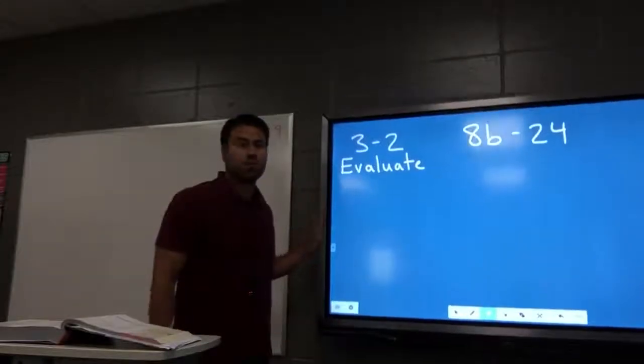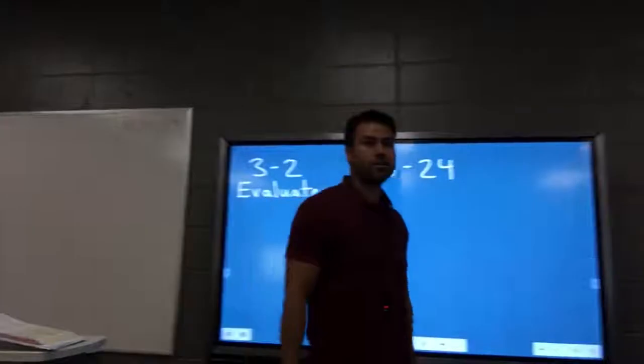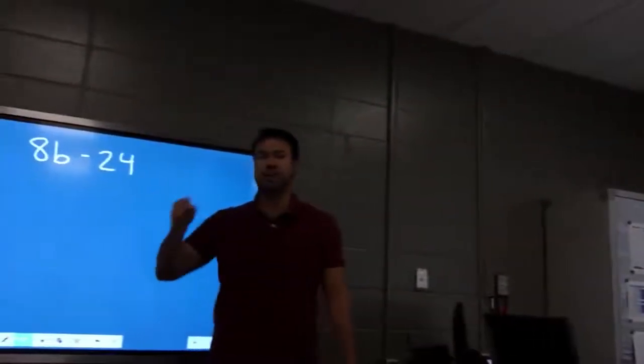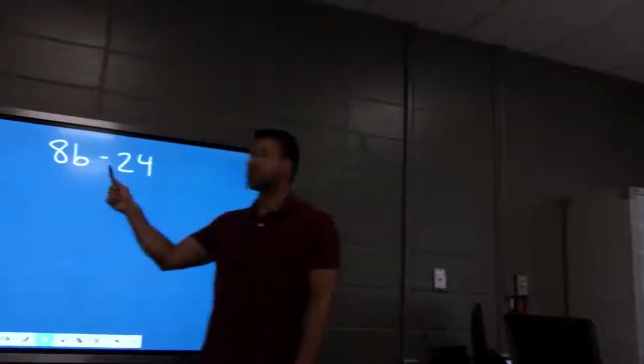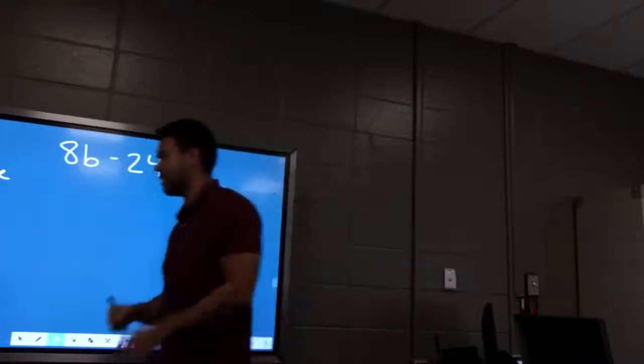8b minus 24. How many terms does this have right here? How many terms? Raise your fingers. Just tell me how many terms 8b minus 24 has. Everyone should say 2. Okay, the first term is 8b. The second term is negative 24. Good.